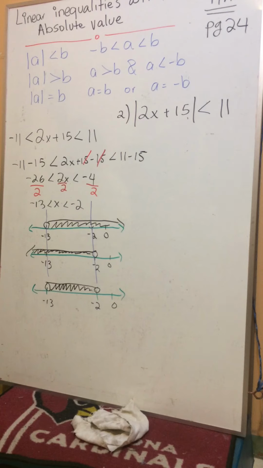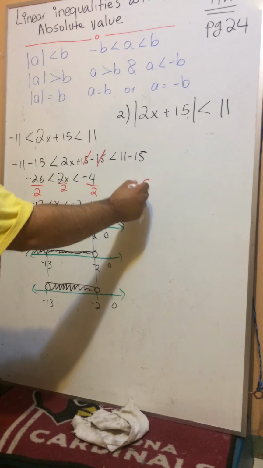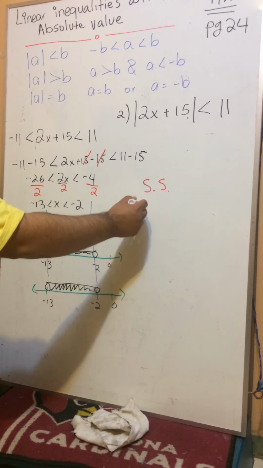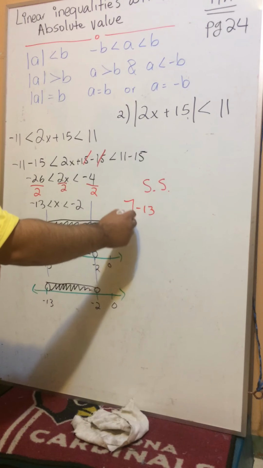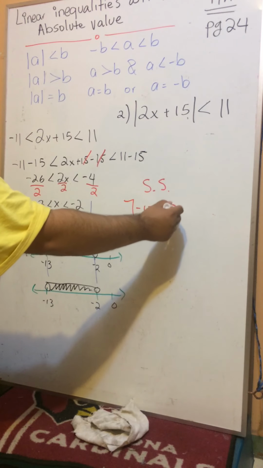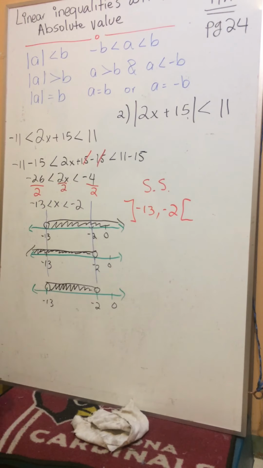So what happens now? We're looking for the solution set that will make these true. When we write our solution set, we would have numbers starting at negative 13, but negative 13 is not included, up to negative 2, and negative 2 is not included.